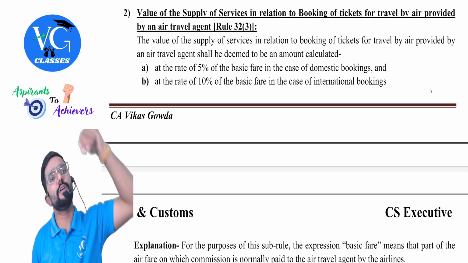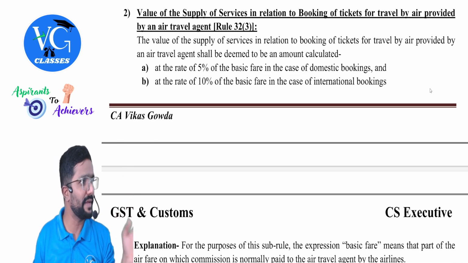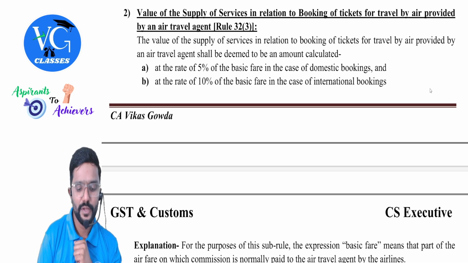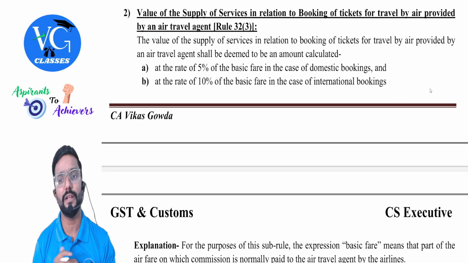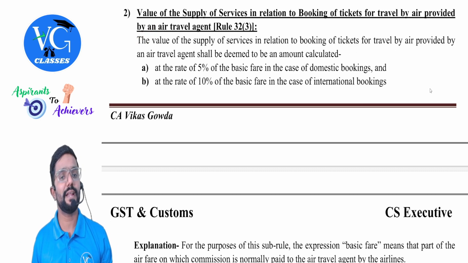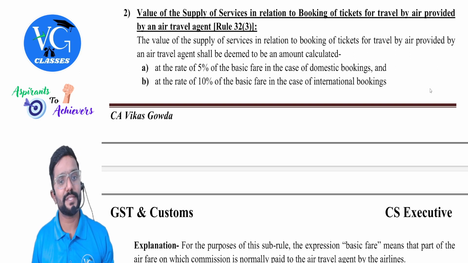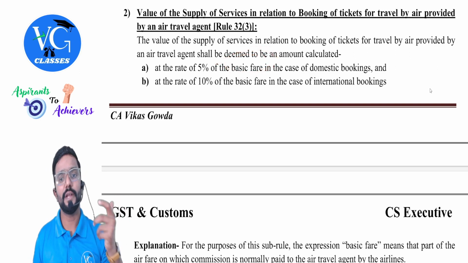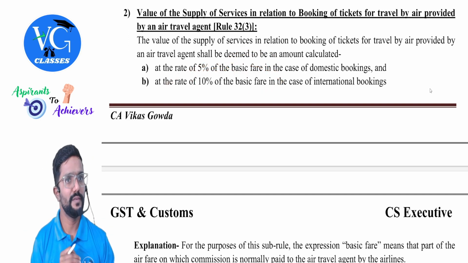Even that person can either follow whatever is given in section 15.1, where whatever commission is charged is straight away the value of supply. If not, he can follow this rule. It is an option given to him. The value of supply of services in relation to booking of tickets for travel by air provided by an air travel agent shall be deemed to be an amount calculated at the rate of 5% of the basic fare in case of domestic booking. That is within India. If it is an international booking, 10% of basic fare, guys, which is double.